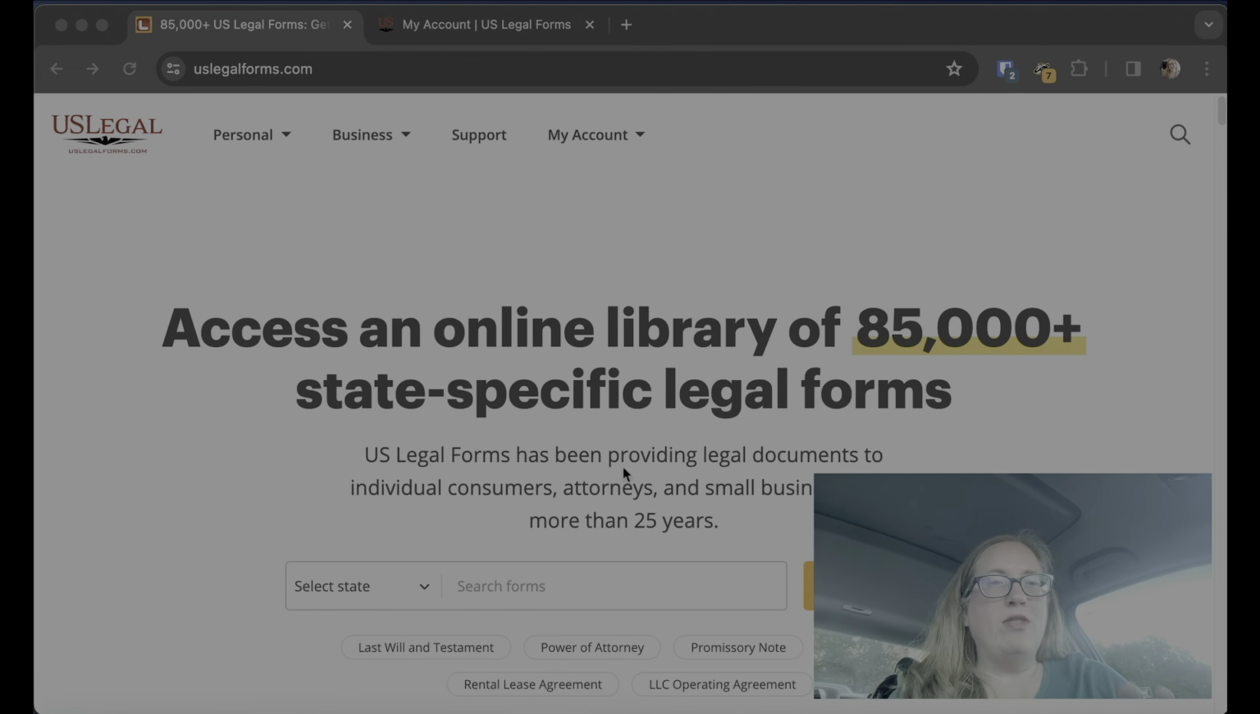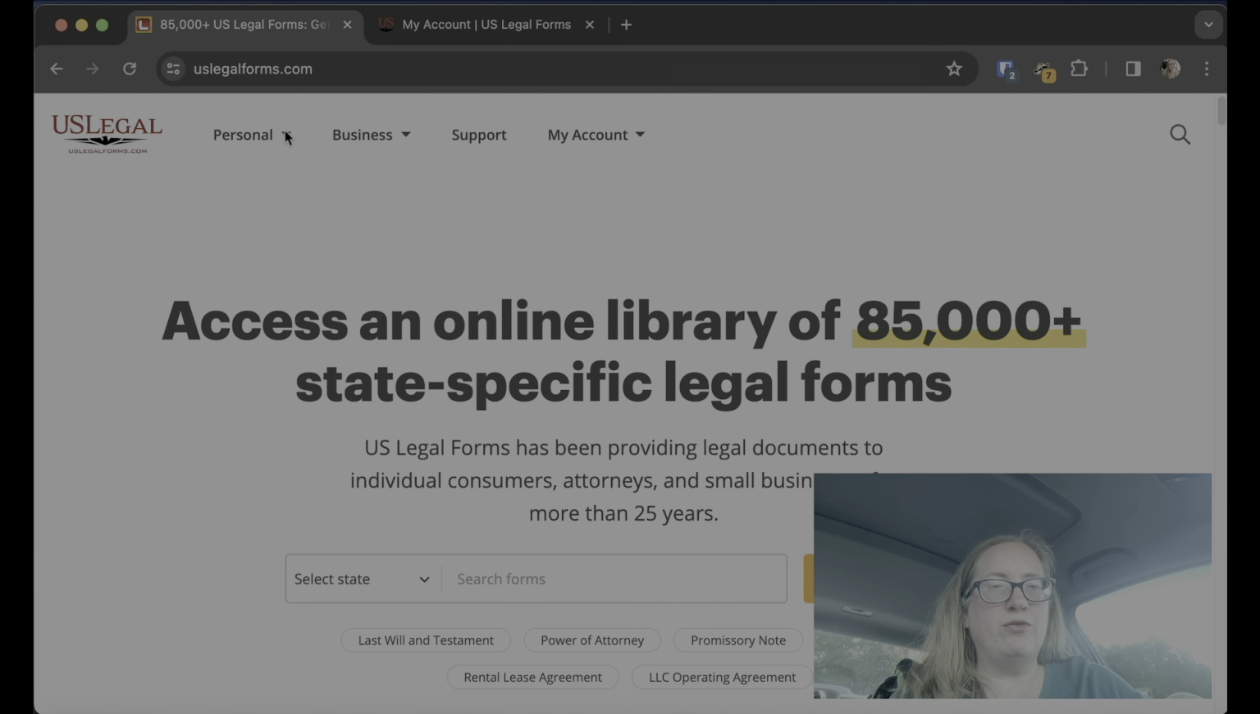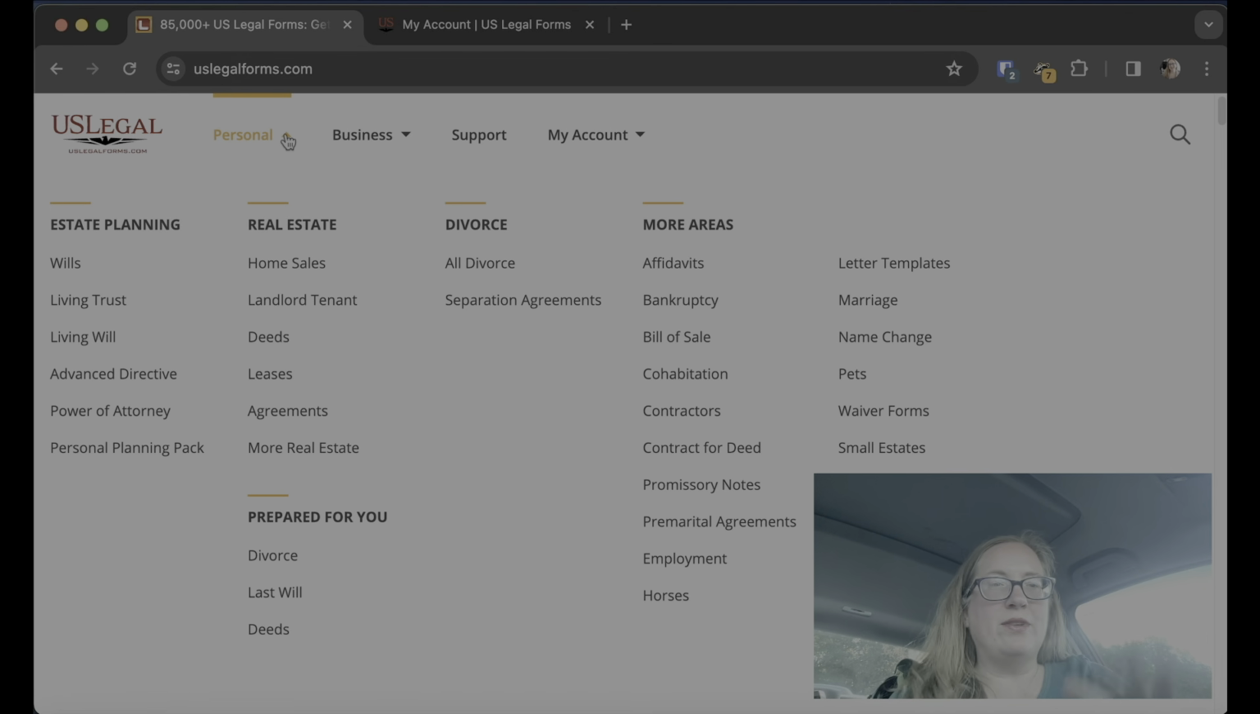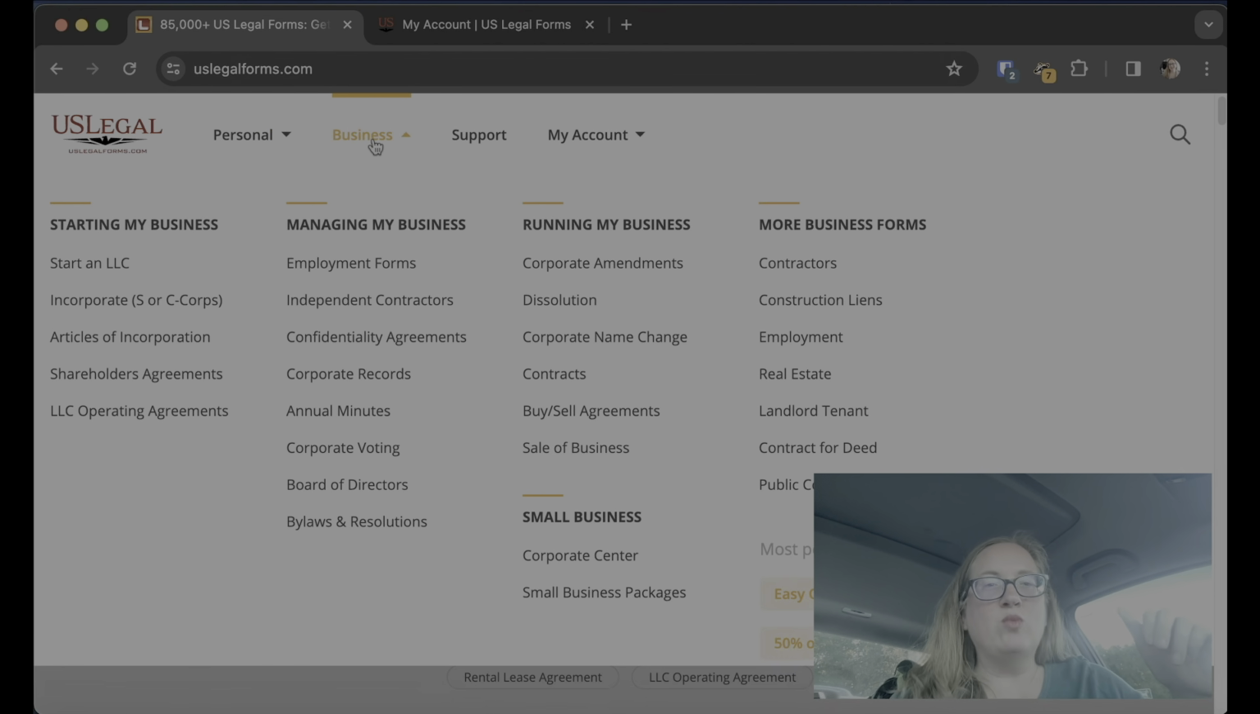So right now we're on the homepage, USLegalForms.com. You can access this without even having an account, just so you can see what's there. They have both personal forms, all kinds of stuff, including a will and stuff for divorce and all these things, as well as business forms. So it's a very in-depth thing on their website for all kinds of different stuff.